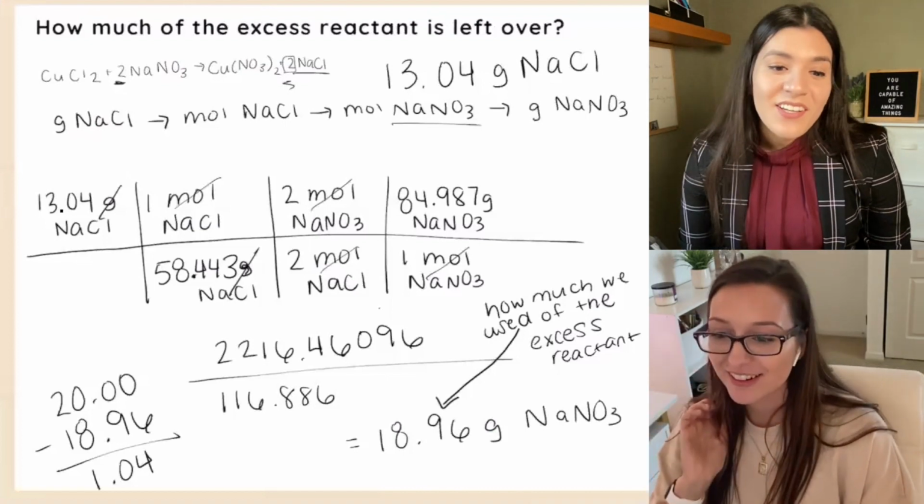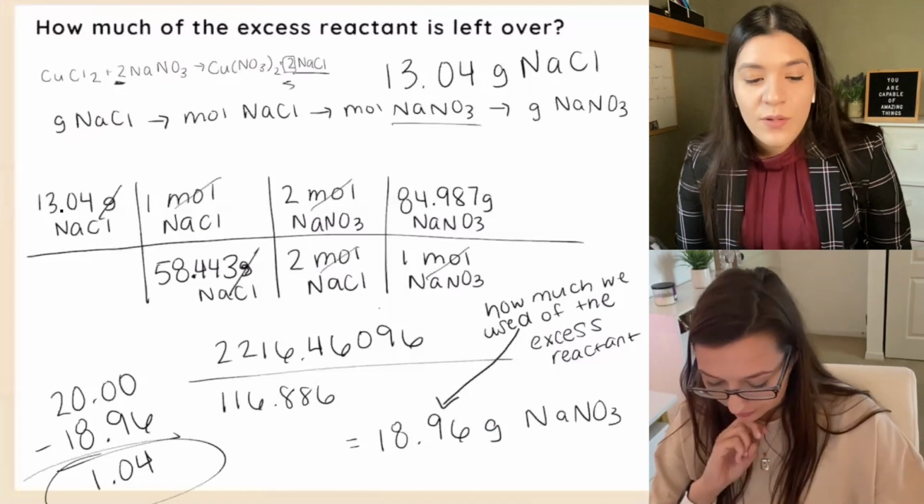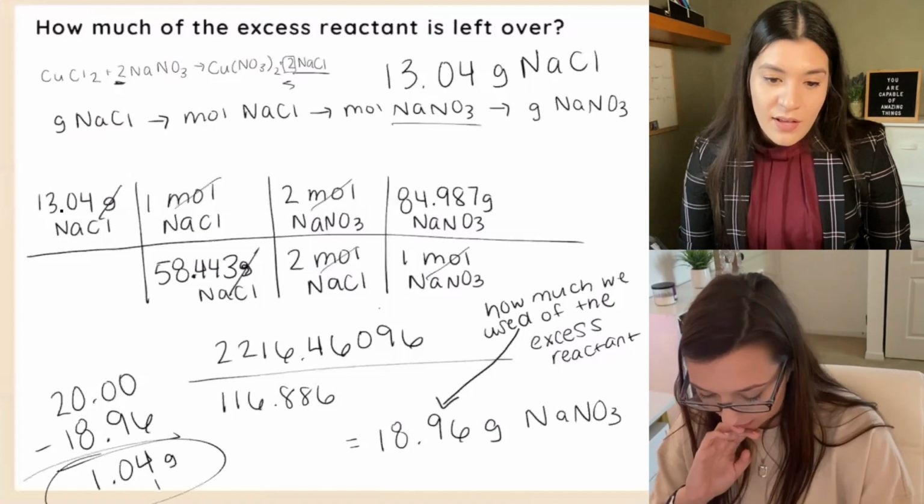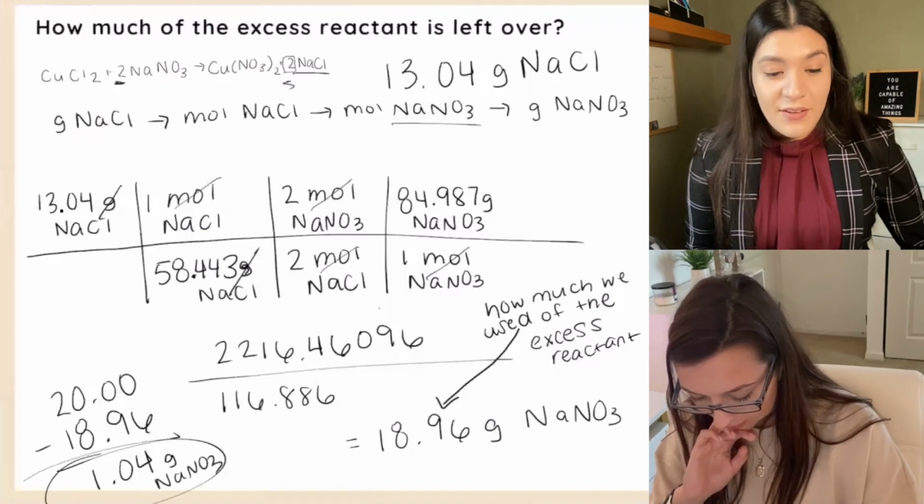1.04. That's right. So cool. That is our mass. And then just how we would write it would be 1.04 grams of NaNO3. That would be your final answer. That's how much is left over.